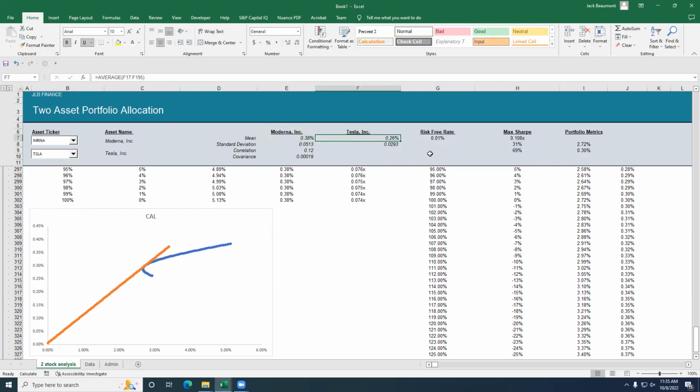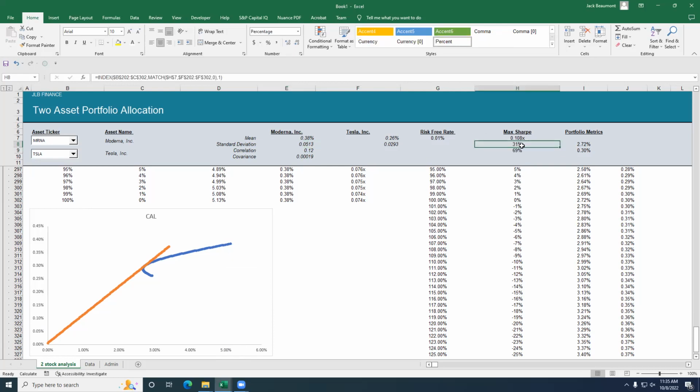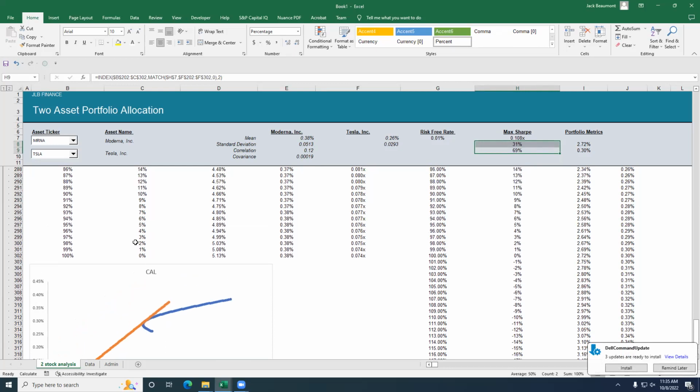What's going on here? Moderna has a lot of volatility. So does Tesla, but Moderna has a lot more. So you could take a lot more risk by having a portfolio higher in Moderna, and you'll get a bit higher return. Or you can use this optimal range here, and you'll get this kind of return here, and you'll get this unit of risk.